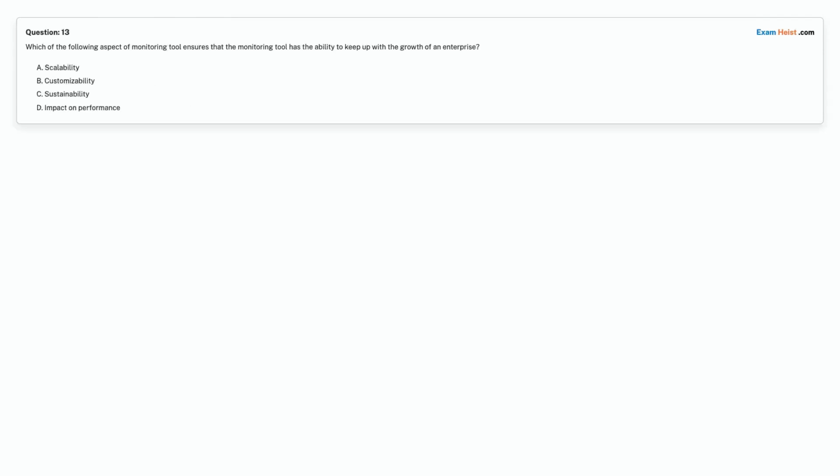Question 13. Which of the following aspect of monitoring tool ensures that the monitoring tool has the ability to keep up with the growth of an enterprise? Option A. Scalability. Option B. Customizability. Option C. Sustainability. Option D. Impact on performance. Choose the correct answer.